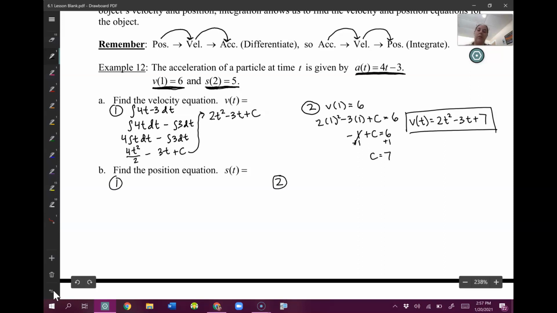Now let's work backwards again to find the position equation. And this is going to be the two steps again where we're going to integrate the velocity, and it's going to give us an equation plus c. And then we're going to use our initial condition of s of 2 equals 5 to find what c would be and put the whole equation together. So once again, I want you to pause the video, try these two steps out on your own, and then come back and see how you did.